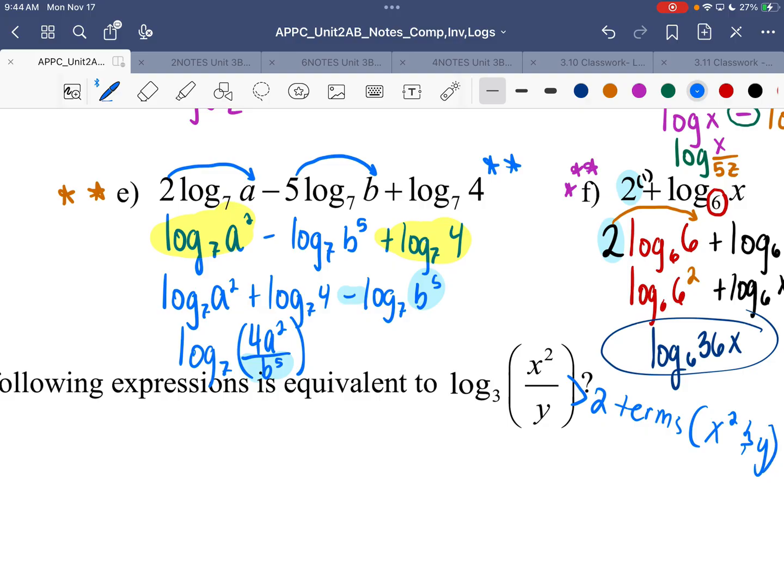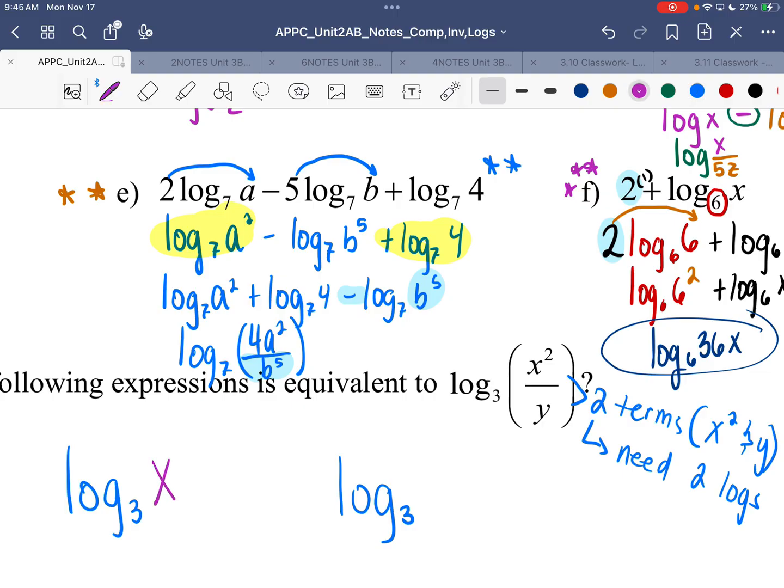If we have 2 terms, that tells us how many logs we're going to need. So if we have 2 terms, we need to write 2 logs. I guess log base 3s, but whatever. We got log base 3. Log base 3. We read left to right, top to bottom. So the first thing we're writing is an x squared and then a y.